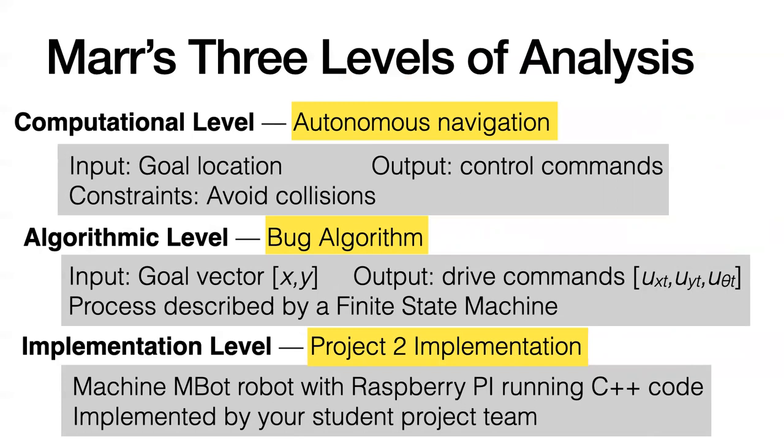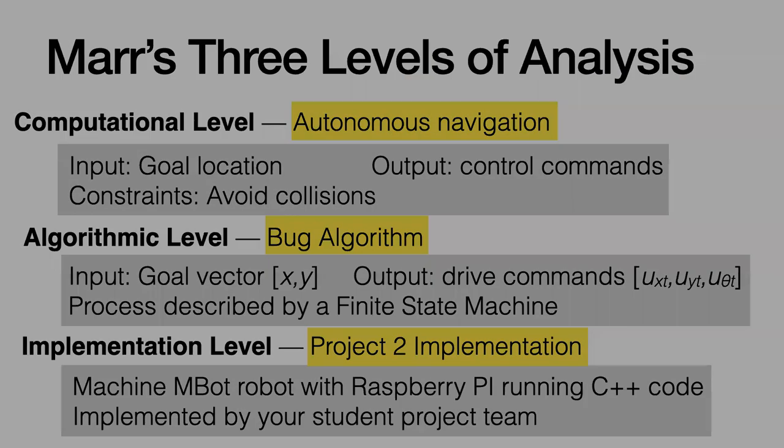Then your Project 2 implementation is going to be an MBot robot with a Raspberry Pi running C++ code, right? But you could implement this controller, this bug algorithm, on an iRobot Create running Python code, or it could be an old Shakey SRI robot running Fortran code. It doesn't really matter. But we're going to have different implementations in this class, and your implementation will be specific to your team, and it'll probably have pros and cons as well. And so this is kind of why we think about things in this sort of abstract way.